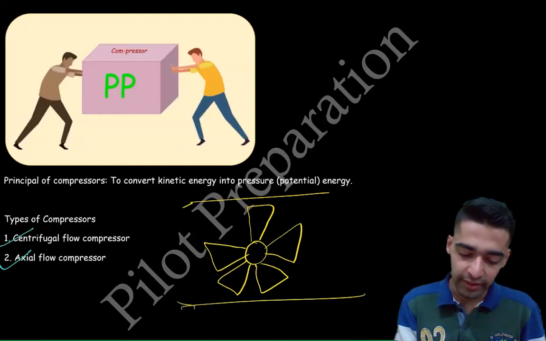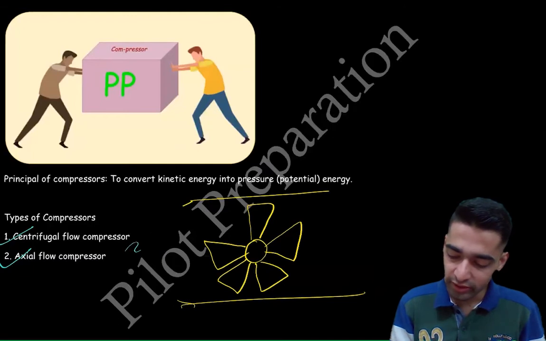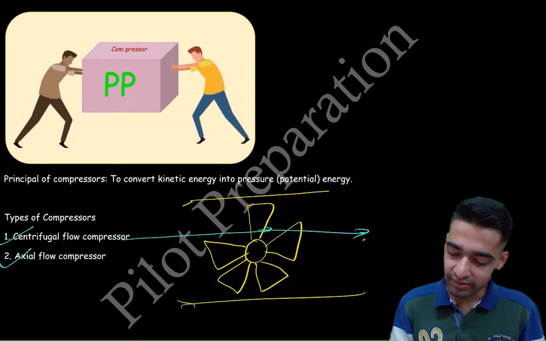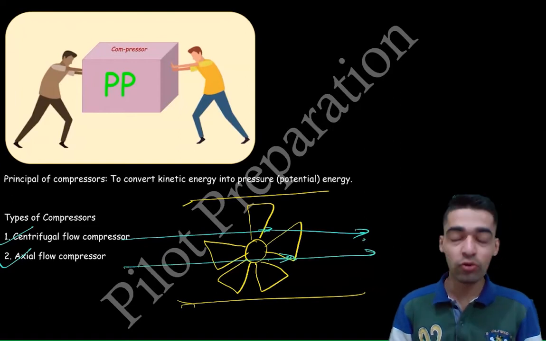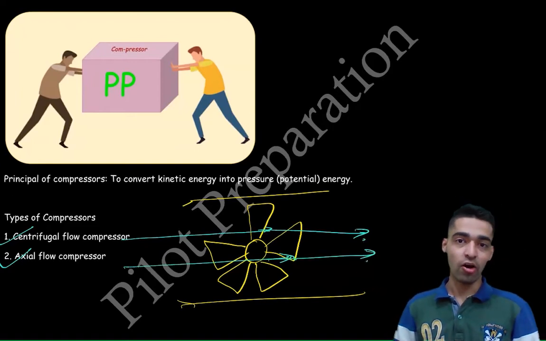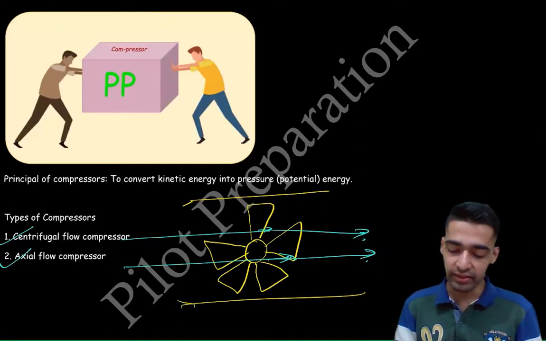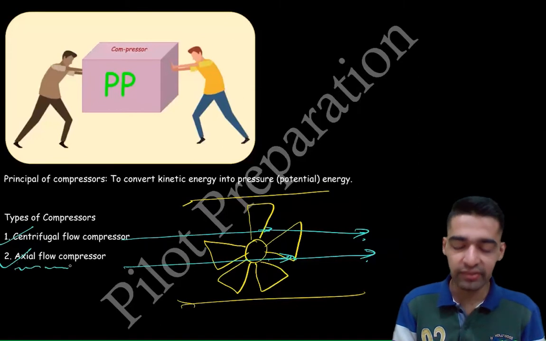So what happens this time? When the air hits the eye of the compressor, it passes through it, just like this. It goes through the axis of the compressor. That is the reason it is called an axial flow compressor.